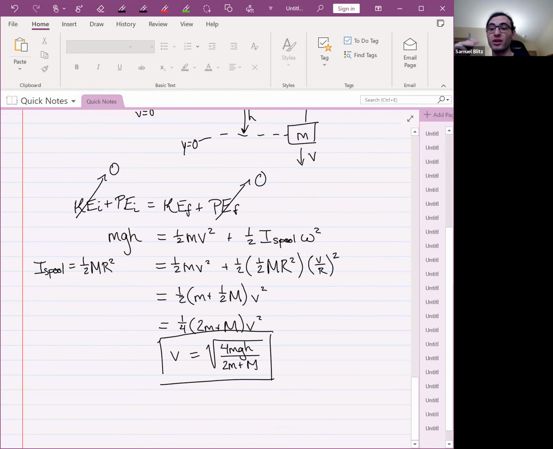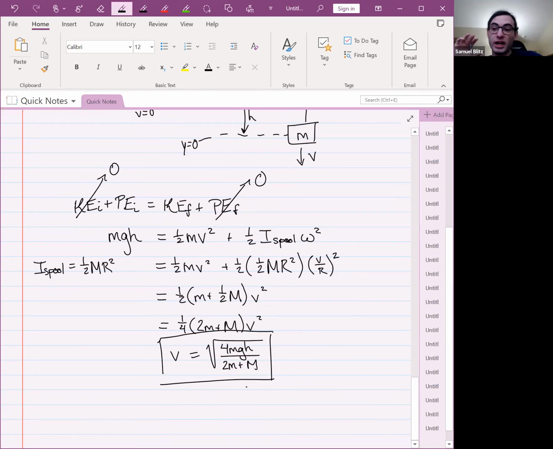If the pulley is lighter, it will fall faster, right? Because M would be smaller, or 0, and so speed would be greater. So again, this is another example of potential energy being put in two separate places. One place is the translational kinetic energy of the block. The other place is the rotational kinetic energy of the pulley, of the spool.